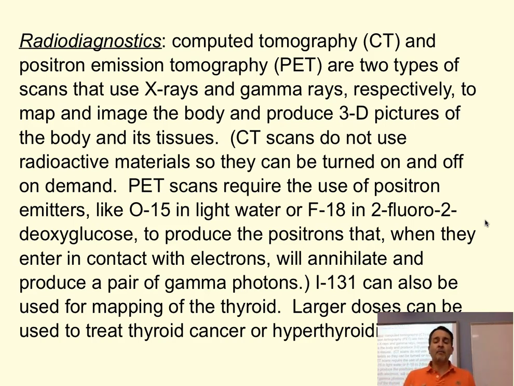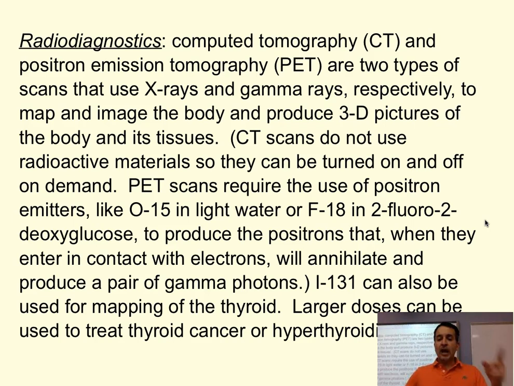Both of them are very powerful tools, but CT scans, because they use X-rays, are something that we can turn on and off. For PET scans, you have to inject the patient with some type of radioactive material, either light water that contains oxygen 15, which is a positron emitter, or you can use a modified form of glucose that contains fluorine 18. Fluorine 18 as well is a positron emitter.